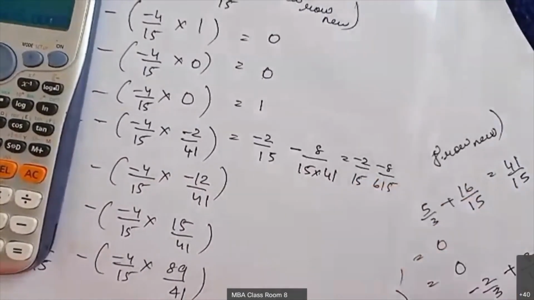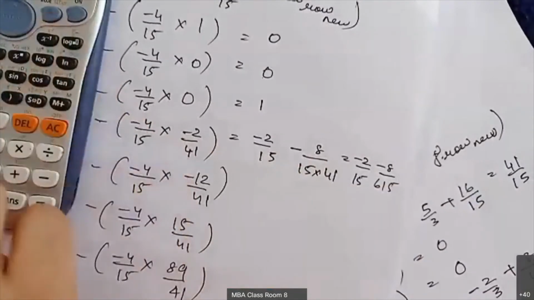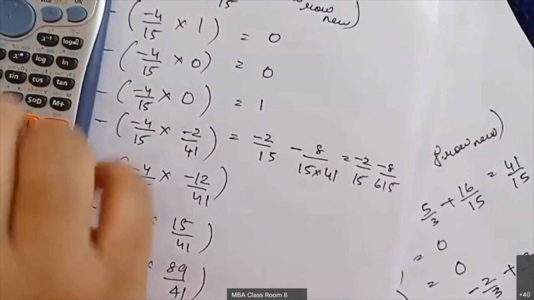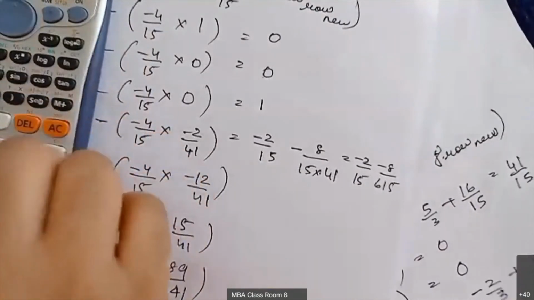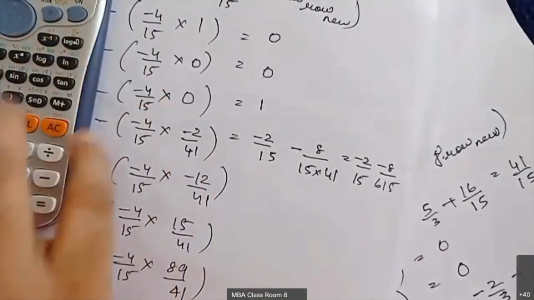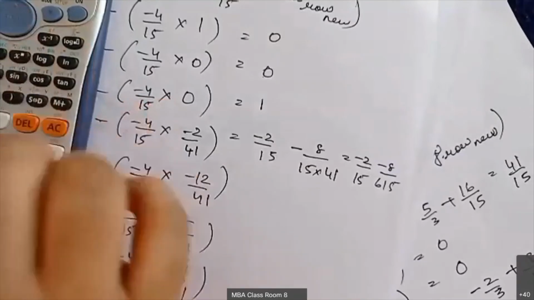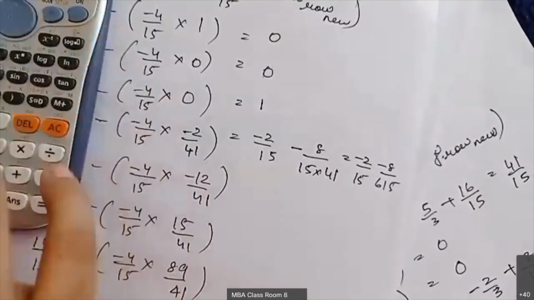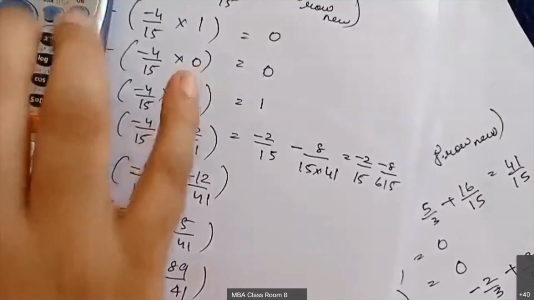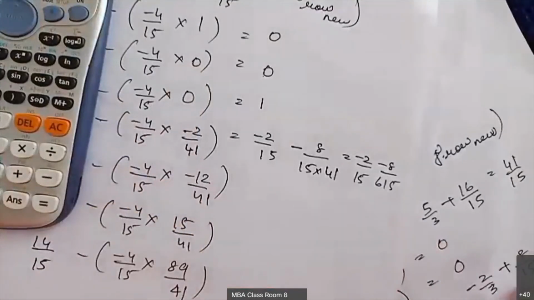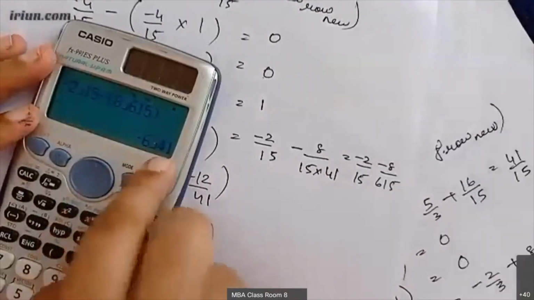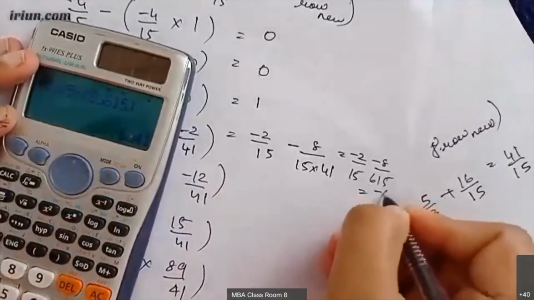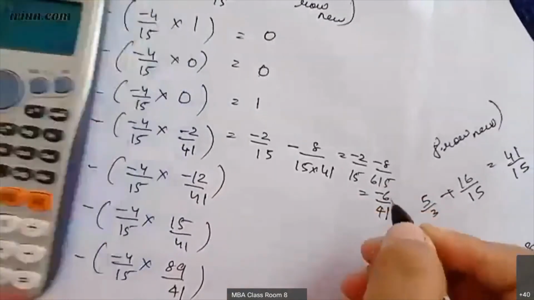Minus 2 divided by 15 minus 8 divided by 615. Yeah, it is minus 6 by 41. See, minus 6 by 41. Minus 6 divided by 41.